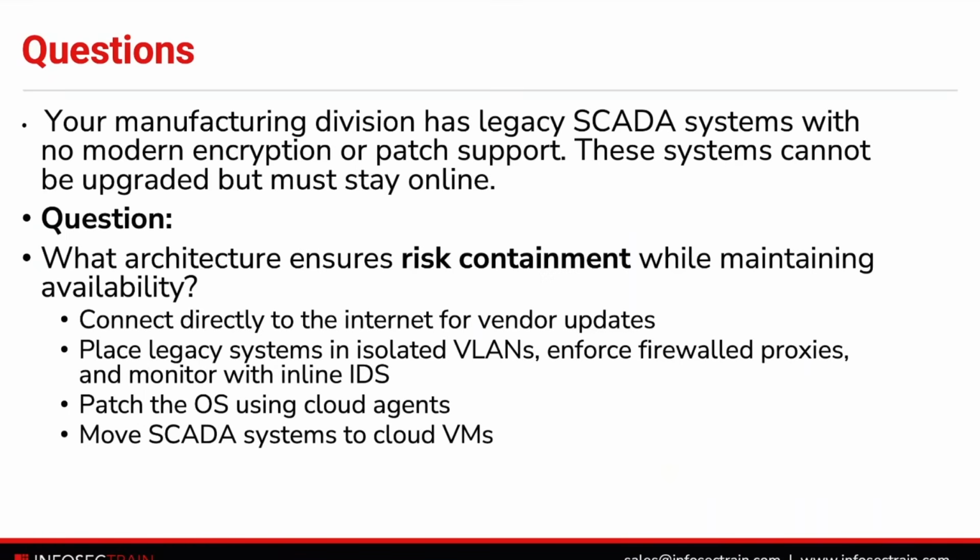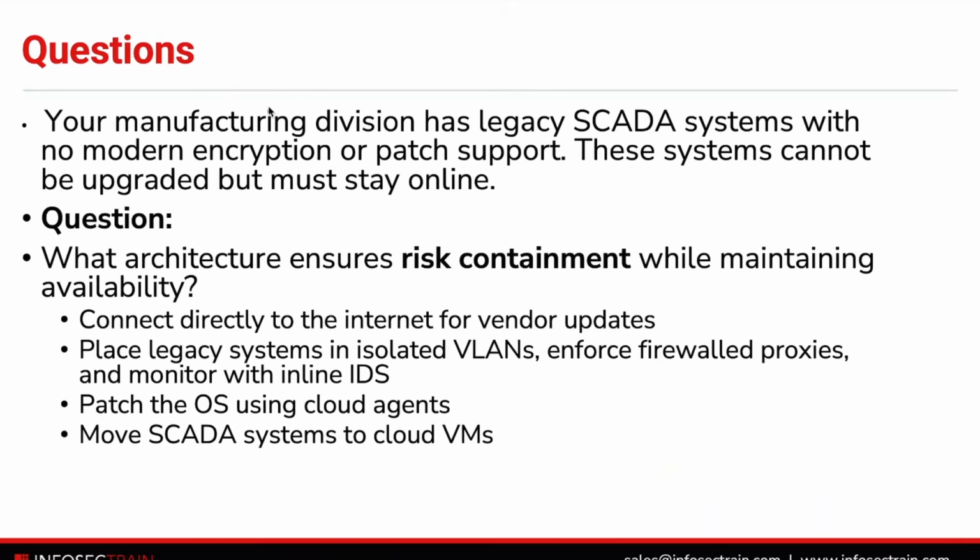Okay. So your manufacturing division has legacy SCADA systems with no modern encryption or patch support. These systems cannot be upgraded but must stay online. Now, what is the question? What architecture ensures risk containment while maintaining availability? Option: Connect directly to the internet for vendor updates. That is definitely not possible because here we are talking about SCADA.